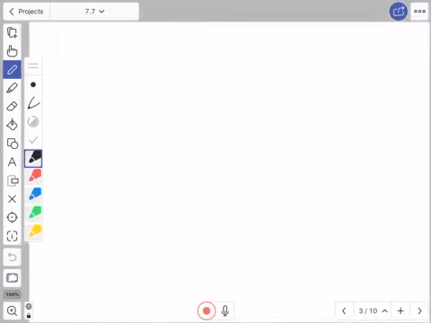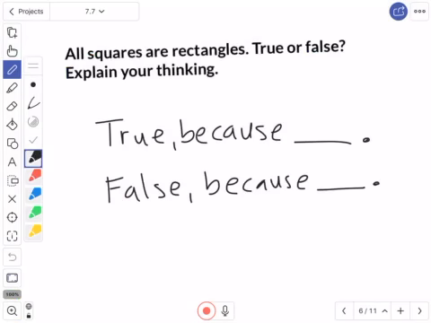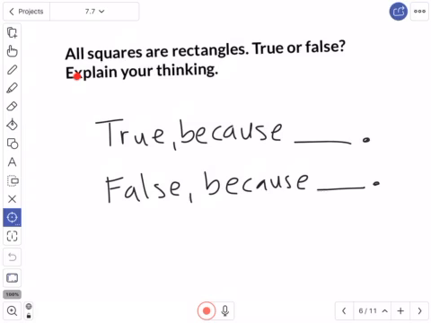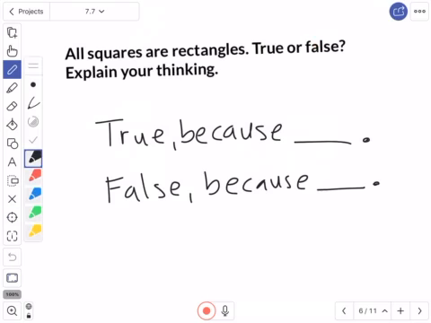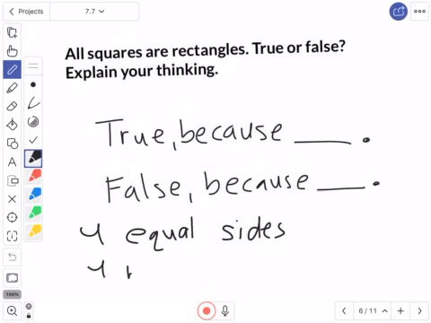But we do have one thing I wanted to go back and look at again, because this is going to be on your 7.7 formative assessment. All squares are rectangles, true or false? Well, I have to think. Well, squares, they have four equal sides. Okay, but they have four sides though, and they have four right angles.